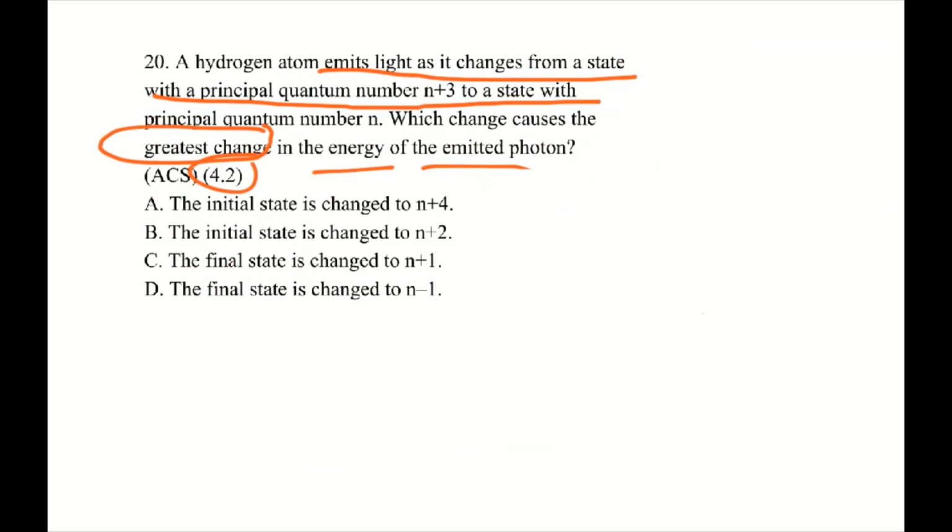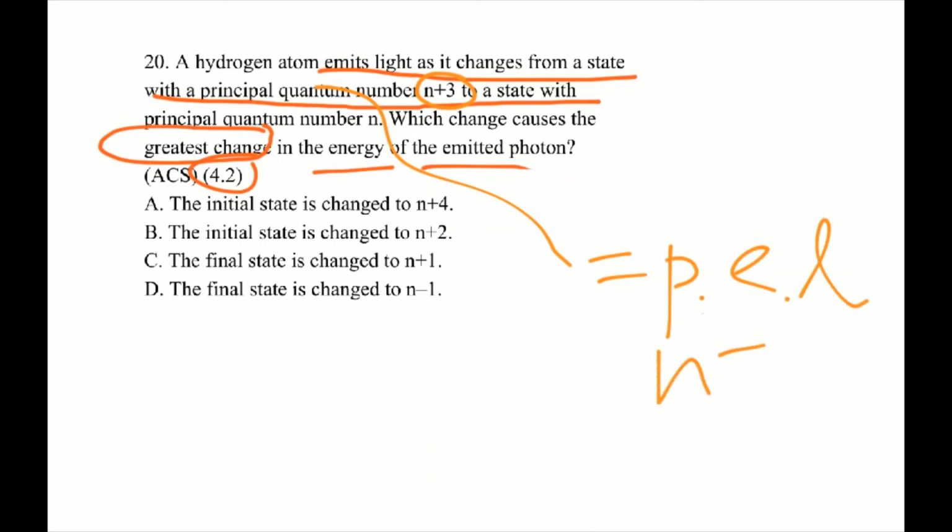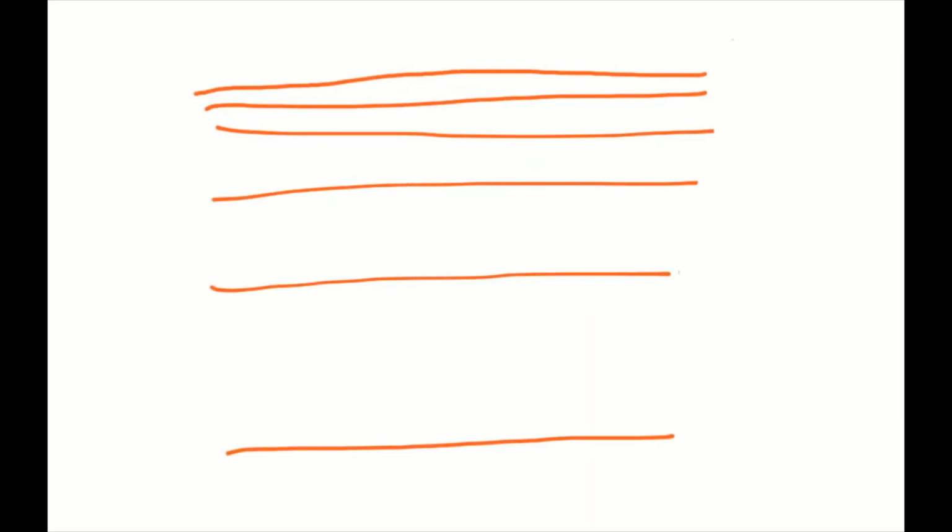So it says a principal quantum number n plus 3, and remember the principal quantum number is the same thing as the principal energy level. It's the n. So it says it goes from n plus 3 to n. And I hate doing variables, but sometimes we just have to do variables, and n is just a variable in this case. And n plus 3 would be the energy state. So let me put n right here, and n plus 3 would be right there. And let's just label the rest: n plus 4, n plus 2, n plus 1, n, and then n minus 1.